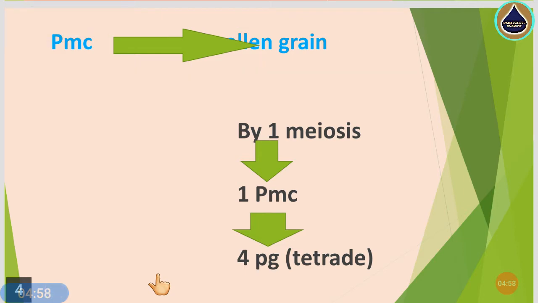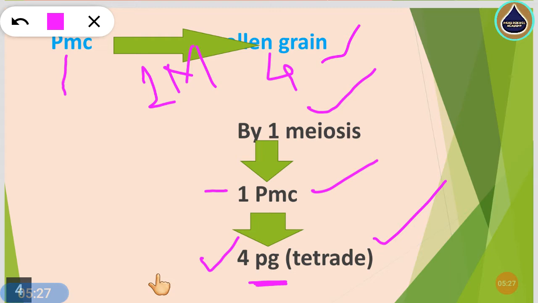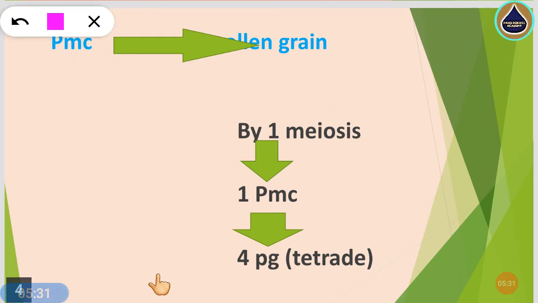Now we'll see the calculation of this pollen mother cell. One pollen mother cell, by one meiosis type of cell division, converts into 4 pollen grains. I hope you are understanding. This is the formula. So it means for the 4 pollen grains, one pollen mother cell, by one meiosis type of cell division, converts into 4 pollen grain structure, which is called a tetrad.